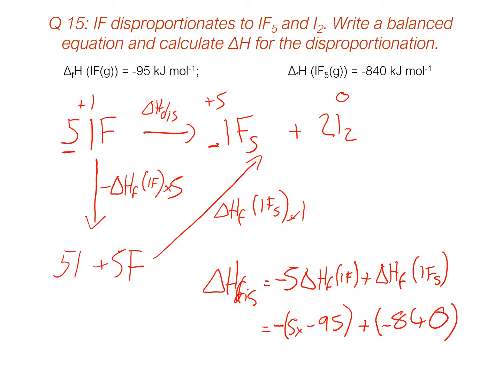So minus 5 times minus 95 is 475. Plus minus is a minus 840. So this gives us an enthalpy change of disproportionation of minus 365 kilojoules per mole. And that's exactly that.